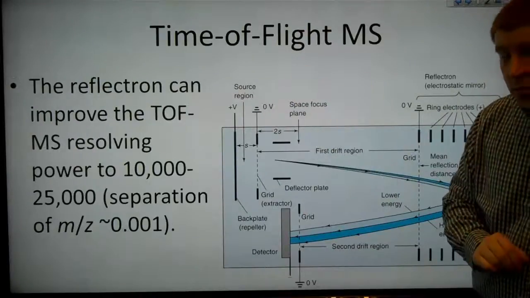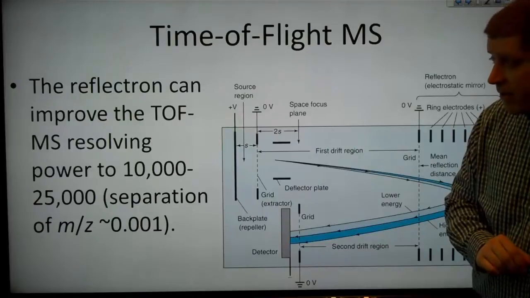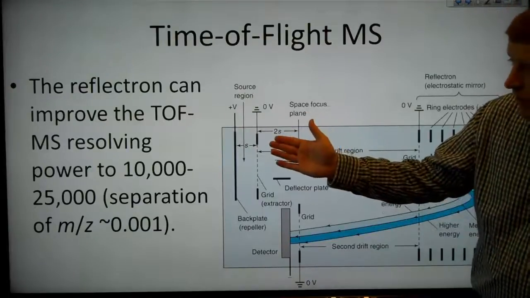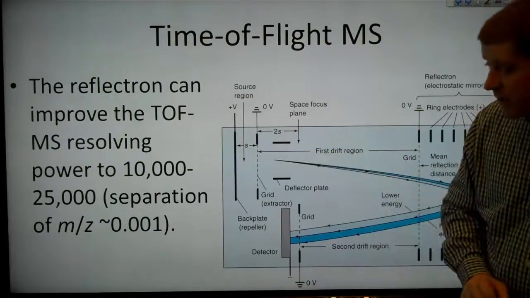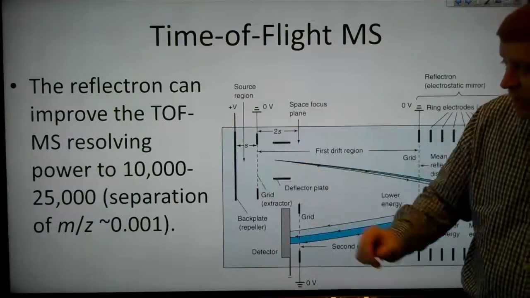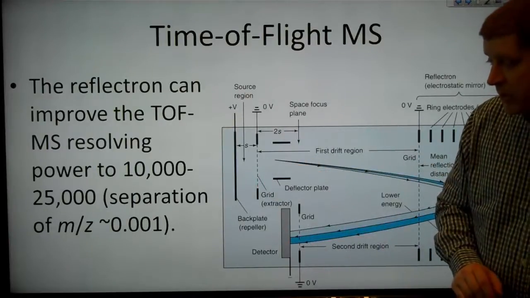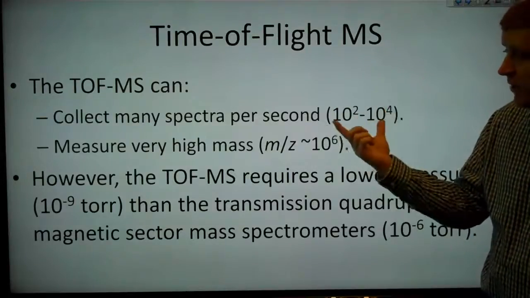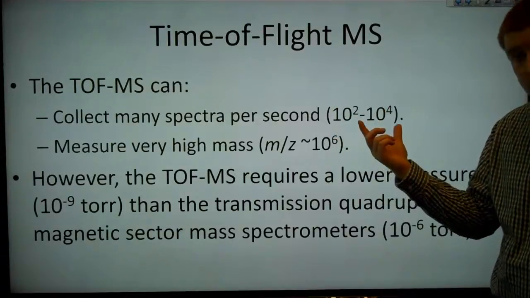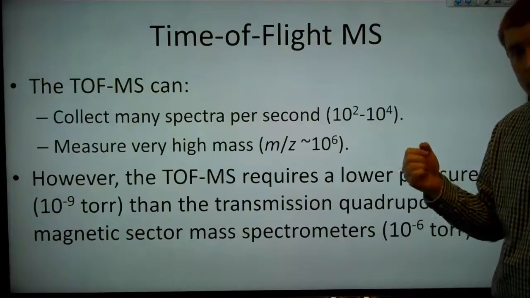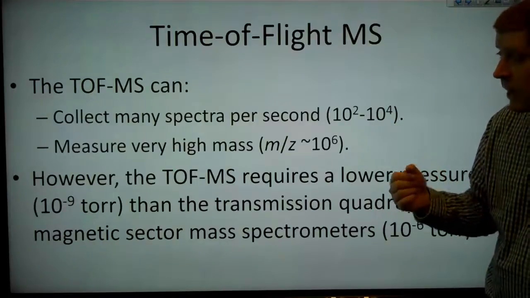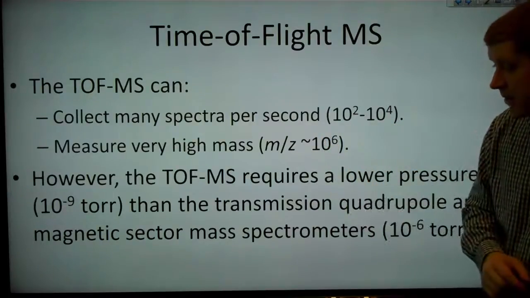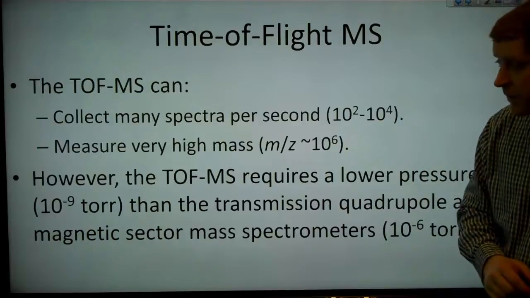The reflectron can improve the time-of-flight mass spectrometer resolving power to 10,000 to 25,000. So this is a separation of around 0.001. So the time-of-flight mass spectrometer can collect many spectra per second, somewhere between 100 and 10,000. It can measure very high masses, up to 10 to the 6th.